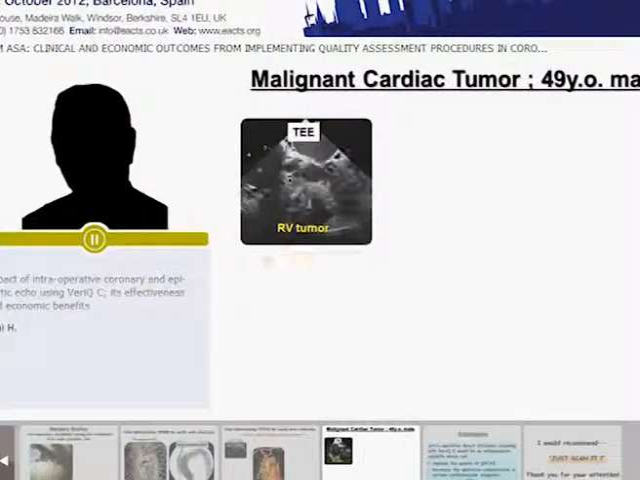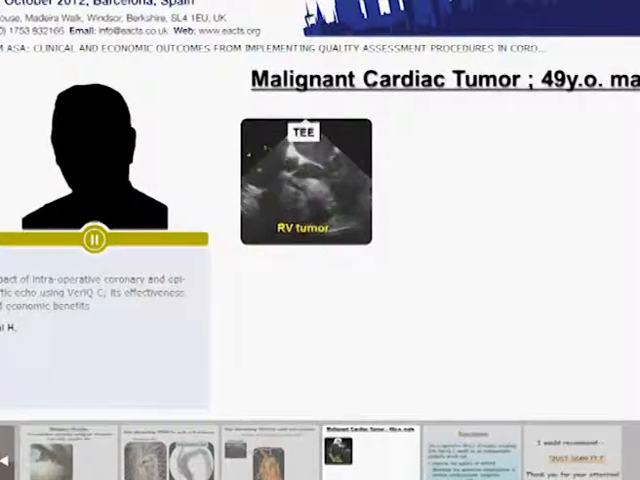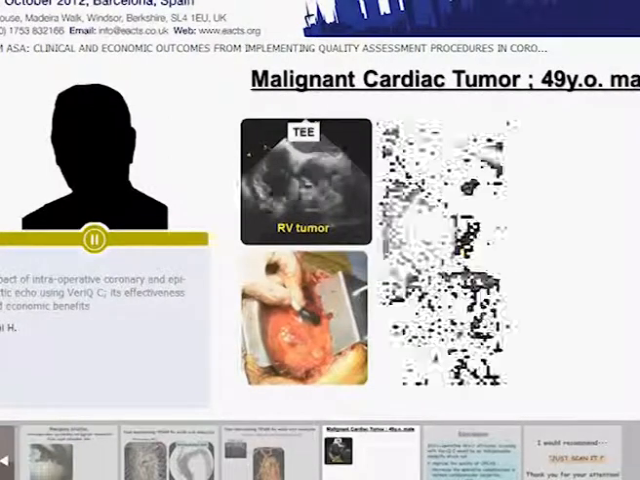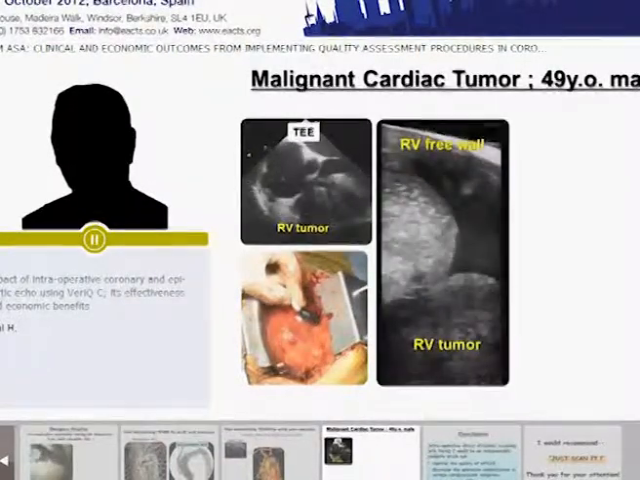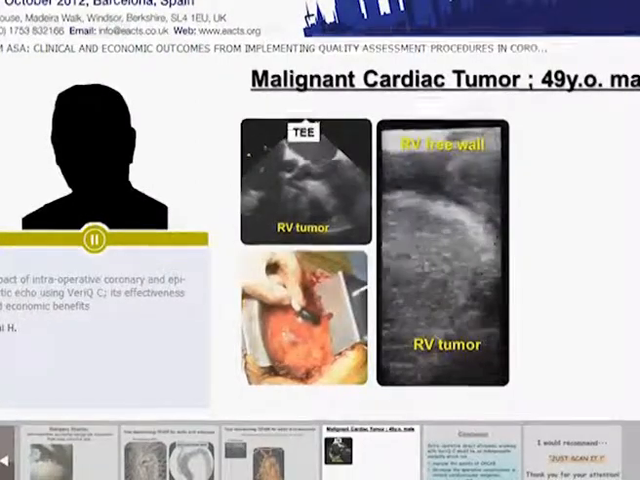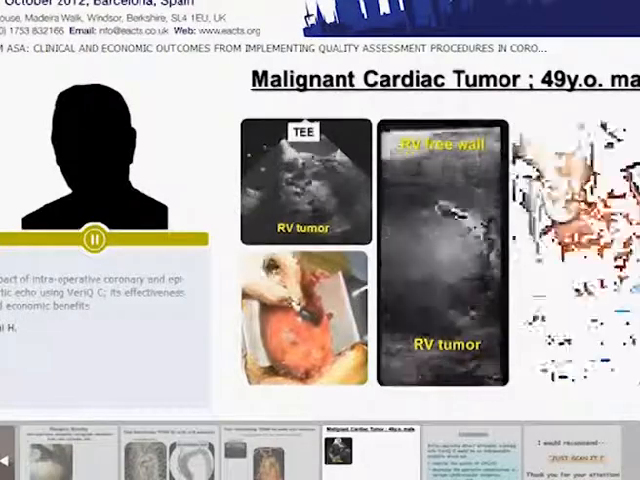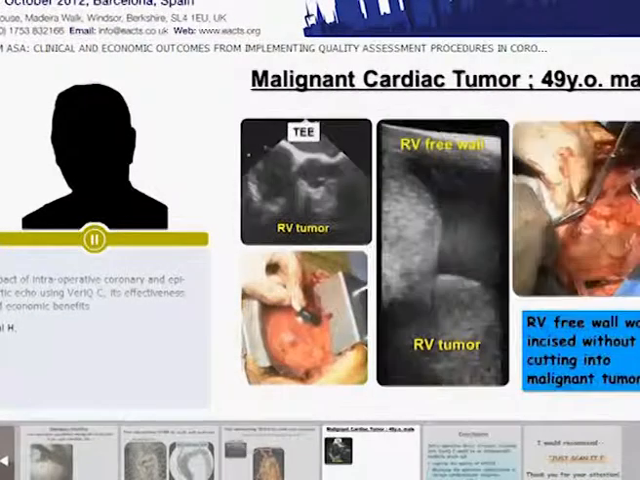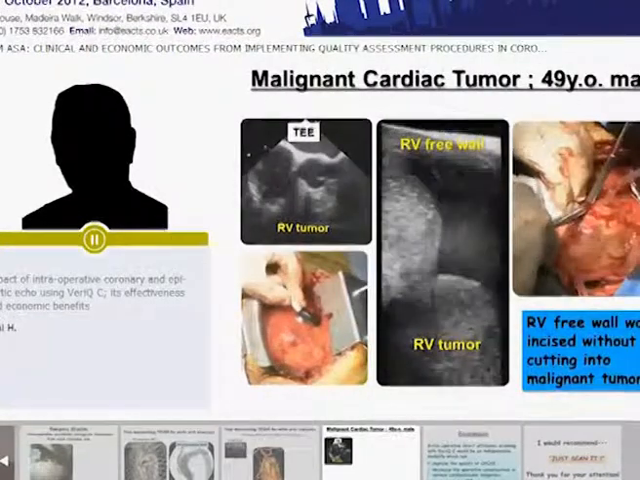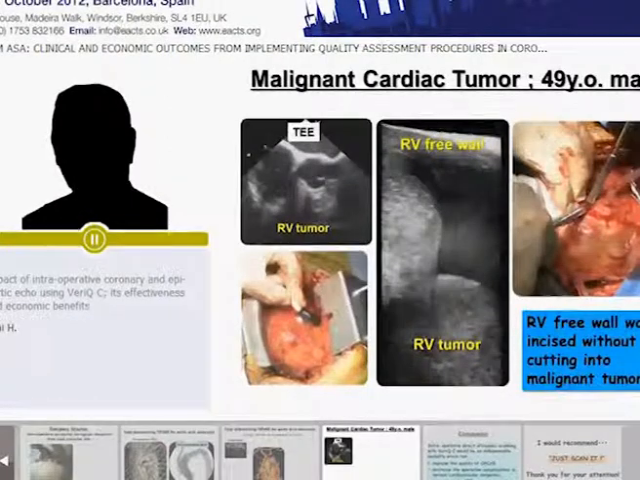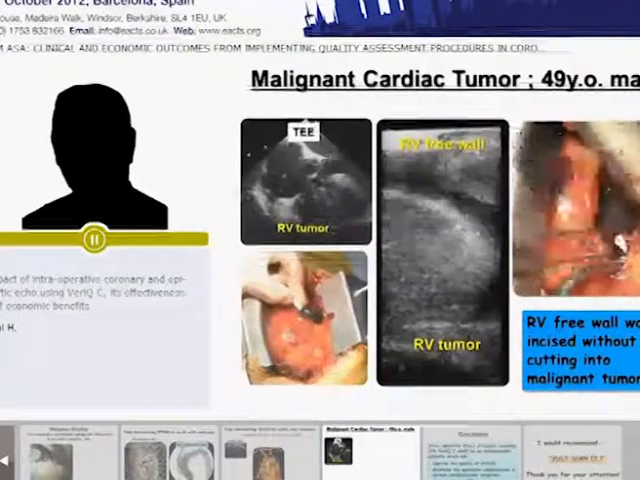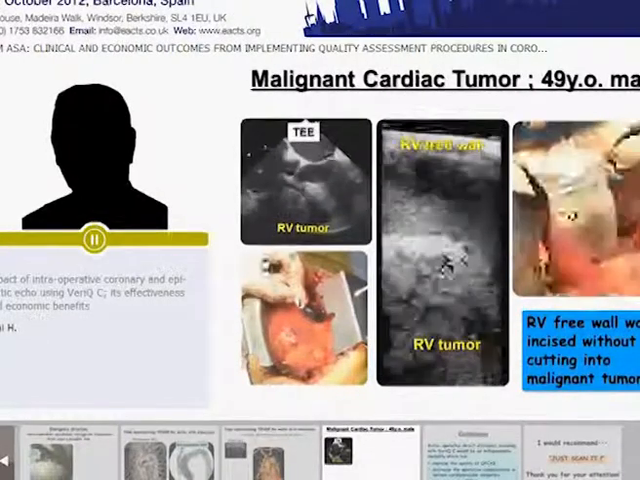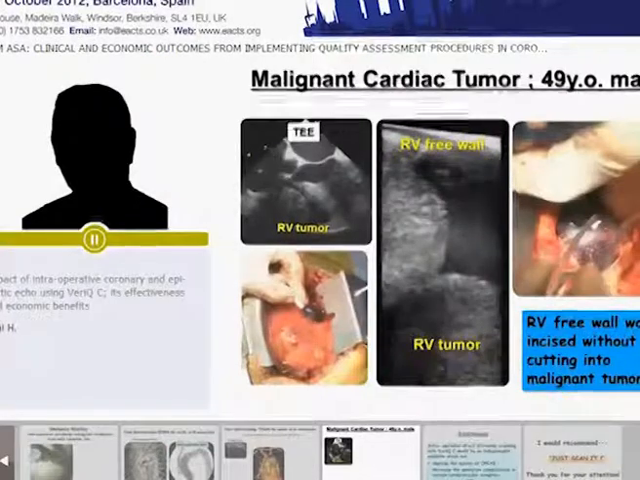And then this is the last case. This is a very unusual case of a malignant cardiac tumor in a 49-year-old male with a right ventricular tumor. VeriQ C showed very clearly where the tumor is attached to the free wall of the right ventricle and where the space is to make an incision. So I made a precise incision to avoid accidentally cutting into the malignant tumor, and I took it out.